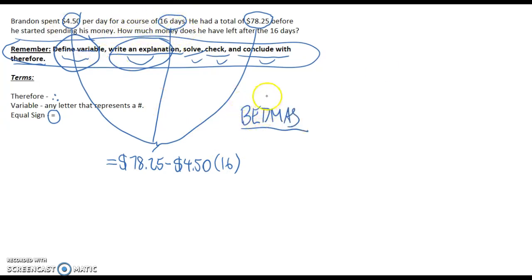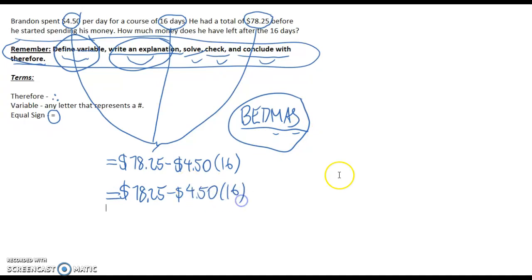Always remember BEDMAS. BEDMAS is the key component to this whole equation and every equation in math. So you first start with the equal sign, you put the same thing in, and because you have a multiplication, you do that first because M is ahead of S. So you do $4.50 times 16, which equals $72.